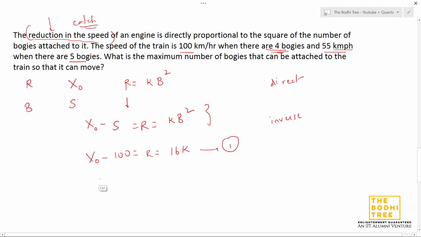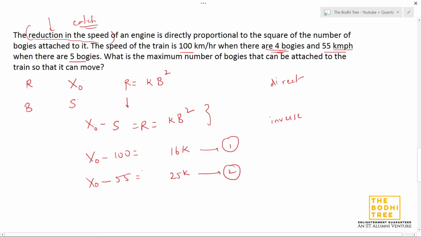This is one that is given to us. What is the second condition? Now we have the speed as 55 and the reduction is equal to k into 25, so 25k. This is the second condition. So we have two statements and we have two unknowns, x0 and k. Let's get rid of this r.